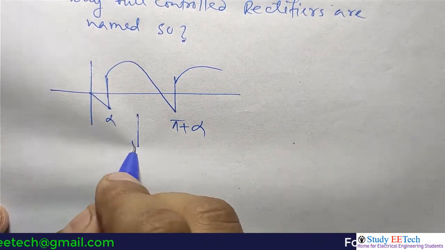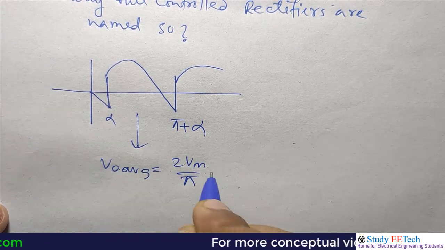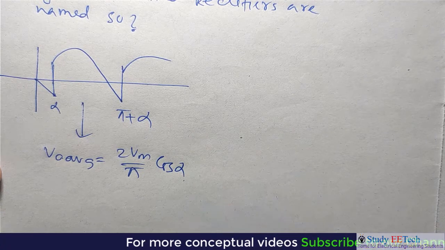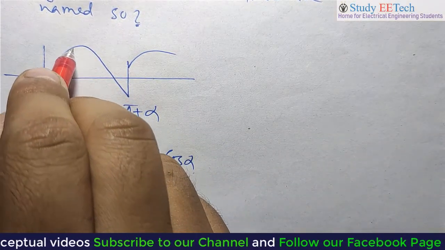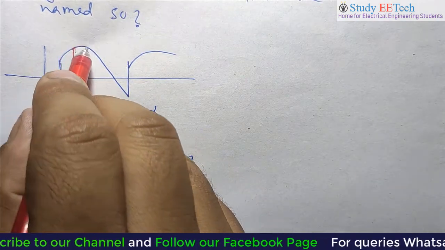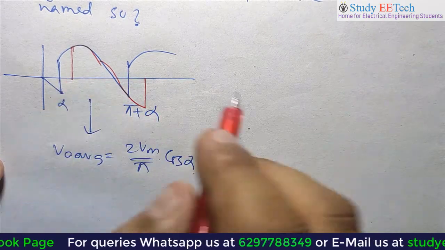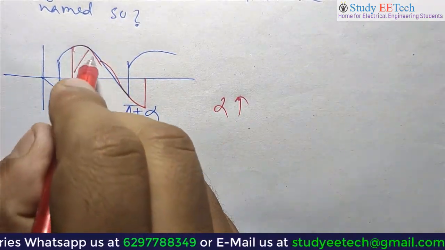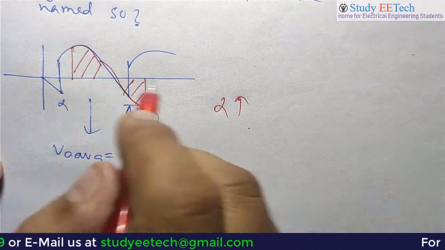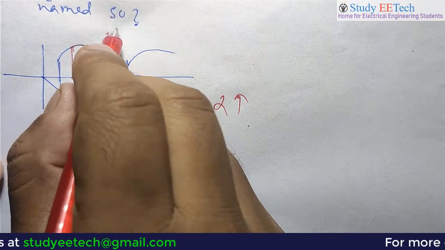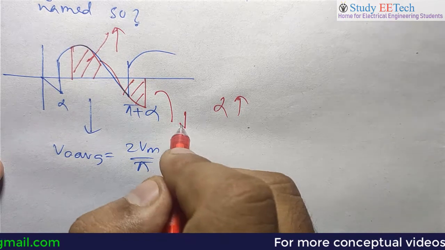So we get, after averaging it, VO average equal to 2 Vm by pi cos alpha. Now if the firing angle is changed, let us say the firing angle is here, so we will get the waveform here also, it will increase. And we see in this case, when the alpha is increased, the area under this positive axis and the area under this negative axis, this is increasing, and this is also increasing in the negative direction.